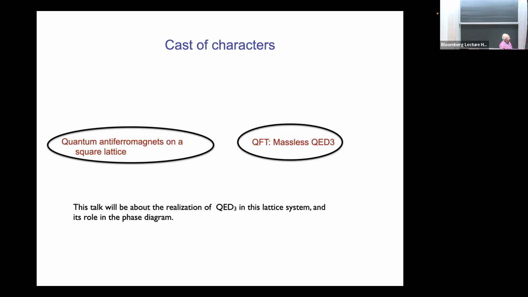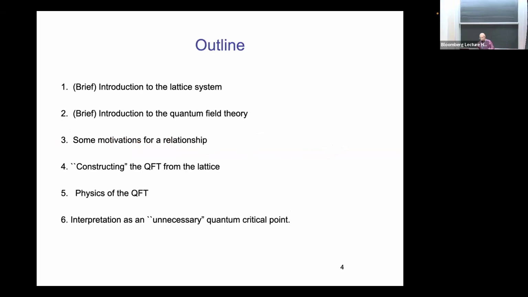And a quantum field theory, which will certainly be familiar to the quantum field theorists in the room and probably also to the condensed matter people. It's massless QED3, so QED in 2+1 dimensions with massless fermions. And the talk will be about the realization of this field theory in this lattice system and the role that it plays in the phase diagram of the lattice system.